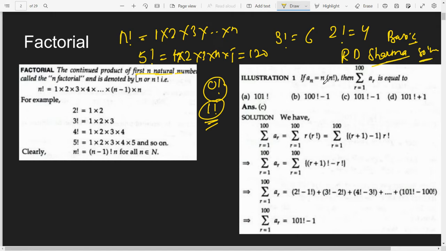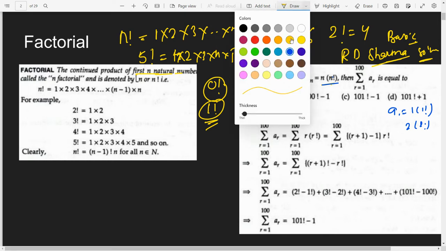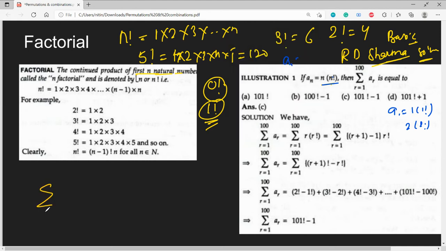The question: a_n is defined as n into n factorial. There is a sequence where a_n is defined as n into n factorial, which means a1 is 1 into 1 factorial, a2 means 2 into 2 factorial, a3 means 3 into 3 factorial, something like that. And we are trying to find the summation of all such a_r from 1 to 100, so summation r is equal to 1 to 100 of a_r. It means a1 plus a2 plus dot dot dot plus a_r, and a_n is in general defined as n into n factorial.